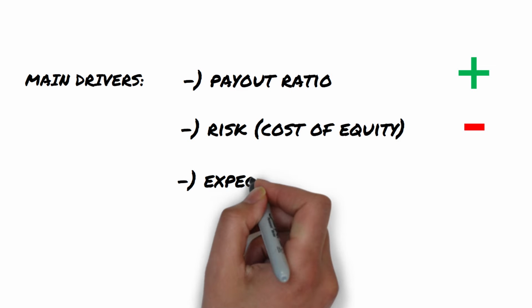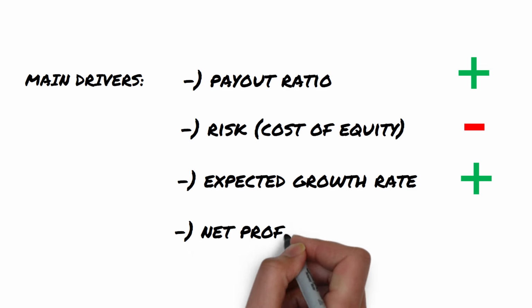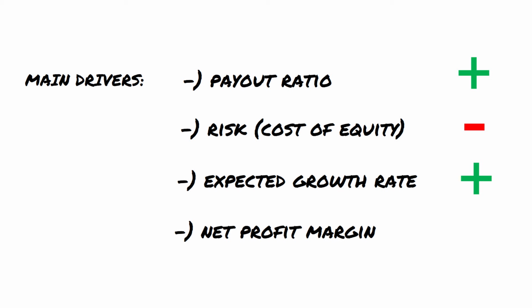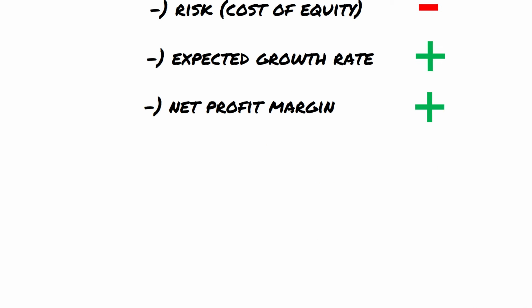The expected growth rate, because the faster a company is expected to grow, the more the investor has to pay for that specific company. And finally, the net profit margin, which is, in my point of view, the most important one, as the higher the margin the company is able to generate, the more the investor has to pay for that company compared to the peers.